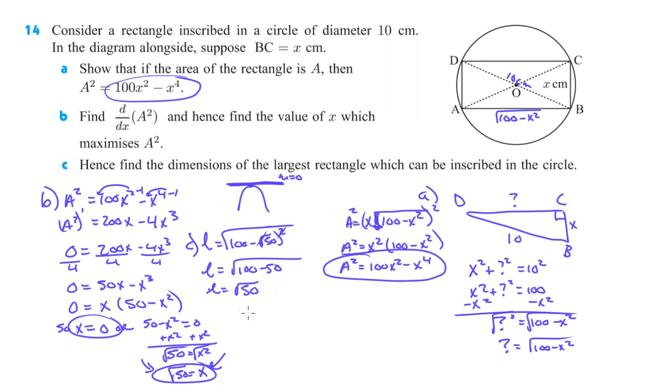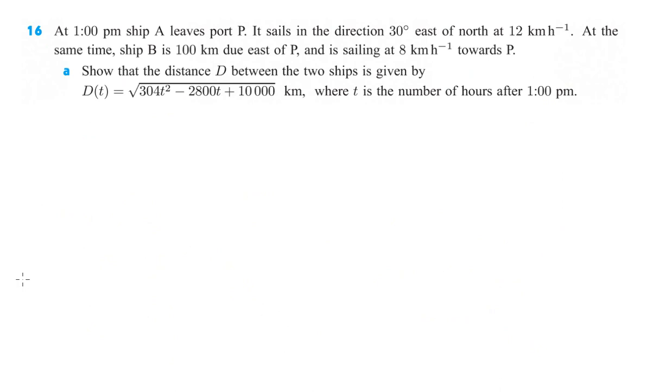7.07. Okay, so root 50 times root 50 is going to be our dimensions, or 7.07 times 7.07. Okay. That's all we have for 14 there. Let's take a look at the next one.